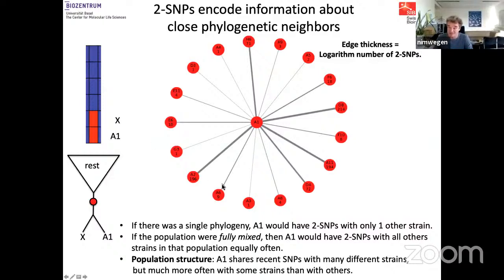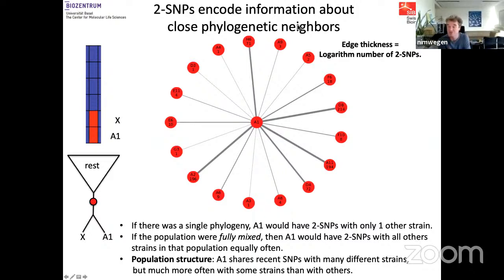Now notice if there was a single phylogeny, then A1 could only occur in such two-strain SNPs with one other strain X. But in reality, what we see is that A1 occurs with many other strains in such SNPs.